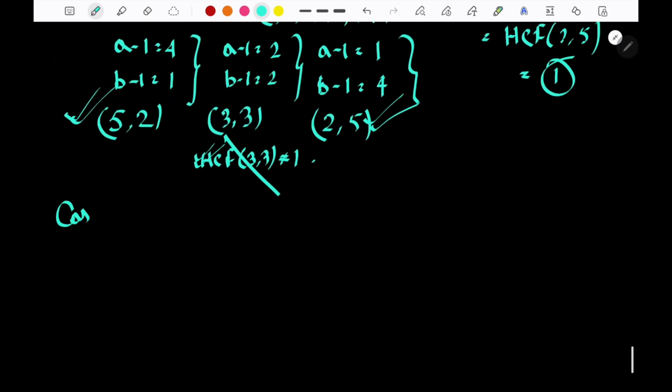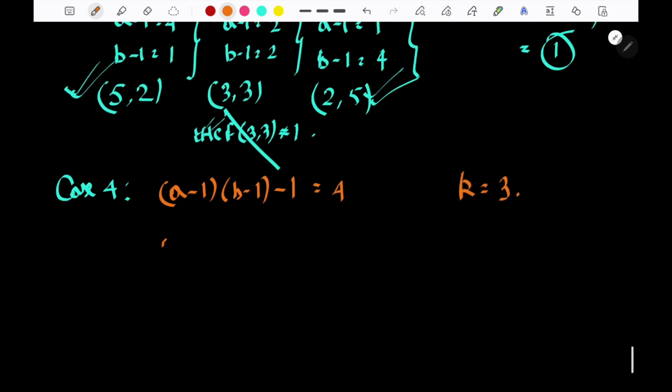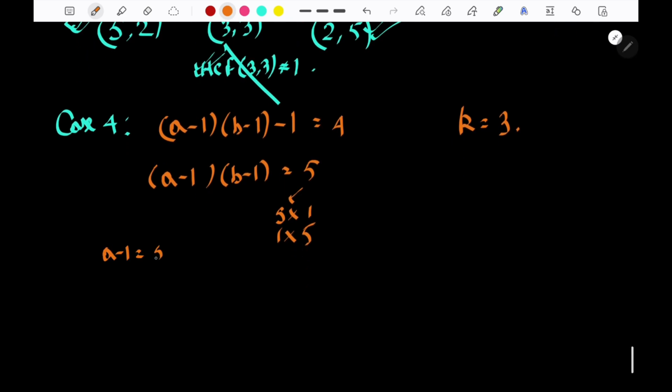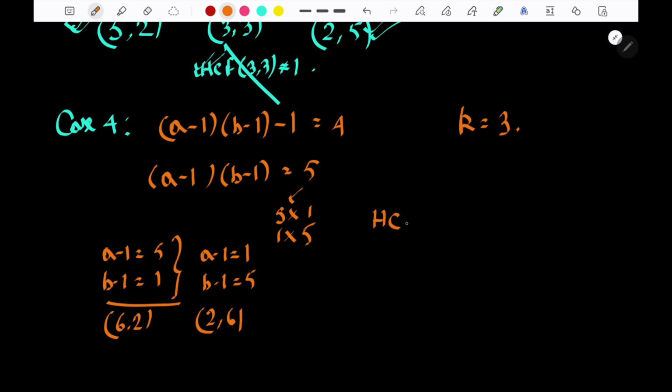So, next case 4. In case 4, what can we do? In case 4, we can say (a minus 1) into (b minus 1) minus 1 is equal to 4 and hence k will be equal to 3. So, therefore, (a minus 1) into (b minus 1) can be written as 5, which can be factorized as 5 into 1 or 1 into 5. So, basically, a minus 1 is equal to 5, b minus 1 is equal to 1, a minus 1 is equal to 1, b minus 1 is equal to 5. So, this case is 6 comma 2 or 2 comma 6. HCF of 2 comma 6 is not equal to 1. Okay? So, therefore, this case will be invalid.